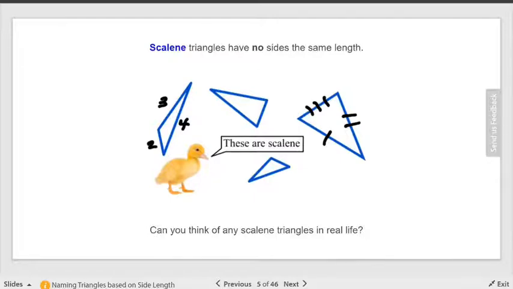And if the numbers are all different, those measurements, and they would normally have units, that means the sides are all different, therefore they're scalene. You don't explain it.